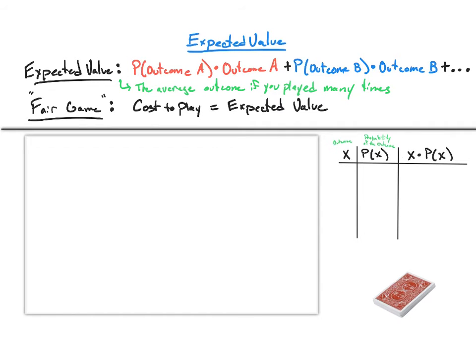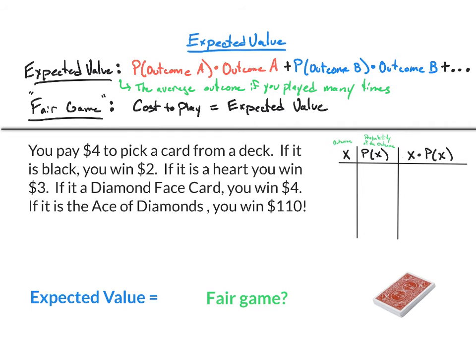So we're going to look at an example here. It looks a little complicated, but it's not too bad. It has to do with a deck of cards because some students struggle with those concepts. That's why I chose that example. You pay $4 to play and you pick a single card from a deck. If it is black, you win $2 back. If it is a heart, you win $3 back. If it's a diamond face card, you win $4. But if it's the ace of diamonds, you win $110. That's a pretty good win if you only paid $4 to play.